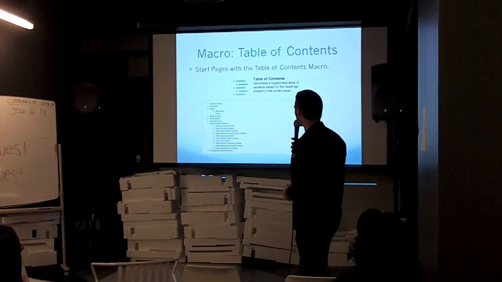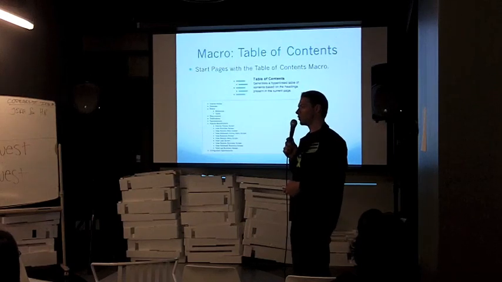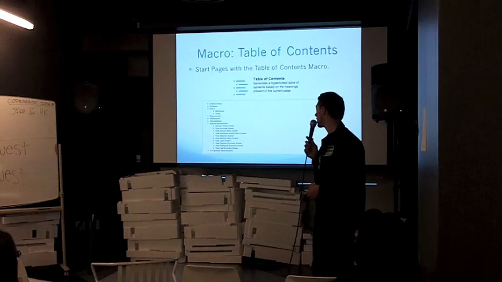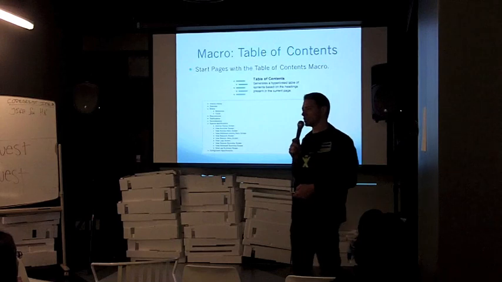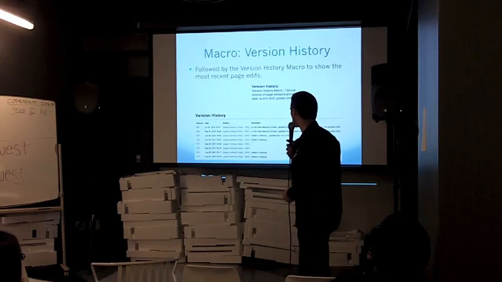A few macros that I used on this page when documenting each feature is the table of contents. I have very few pages in my entire Confluence instance that doesn't use the table of contents macro. It makes it very easy. Each one of these is a header. So this is a header 1, a header 2, and you can actually define how many levels of headers you want to show in the table of contents.